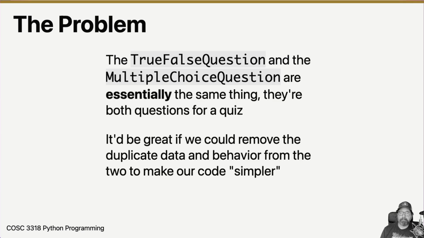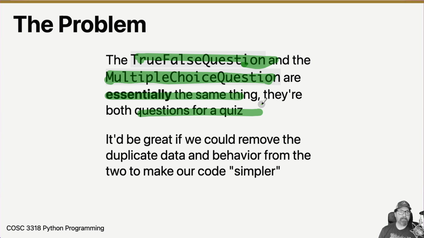So here's our problem. We have those two questions, the true-false question and the multiple choice question inside our code, and they're essentially the same thing. They're both questions for a quiz. They have the same methods. They have almost the same data. They have different string representations, but they're essentially the same thing. They both are the same category of thing. They're both questions for a quiz, both of those different types of classes.